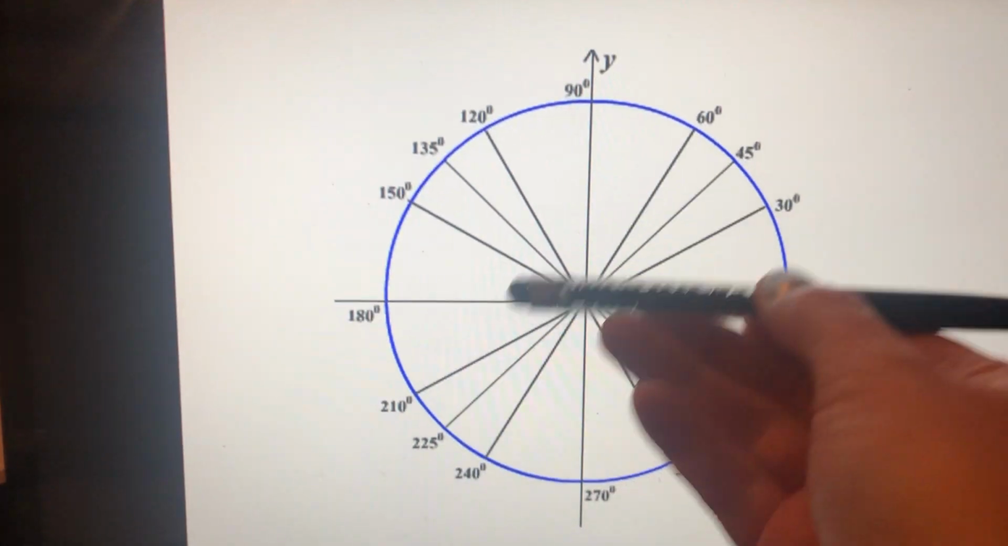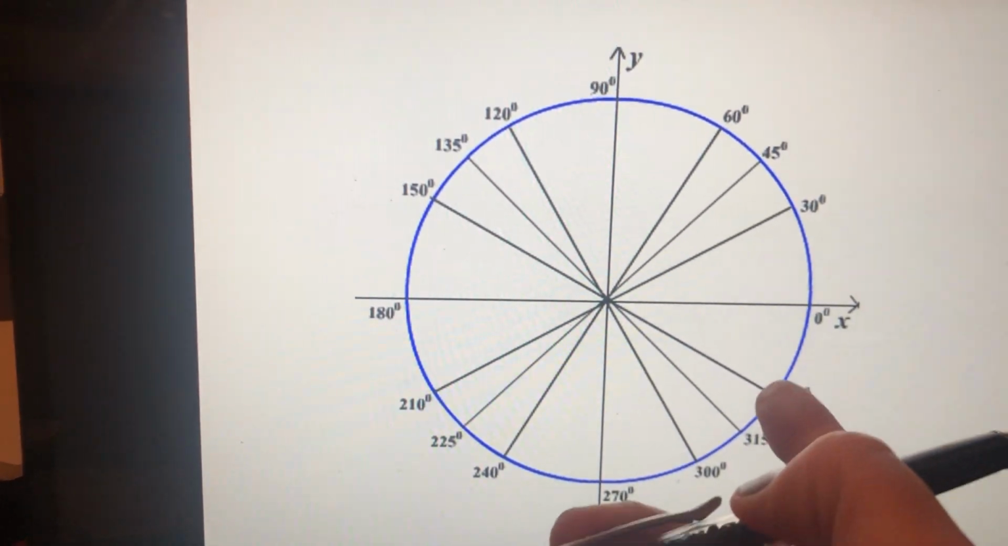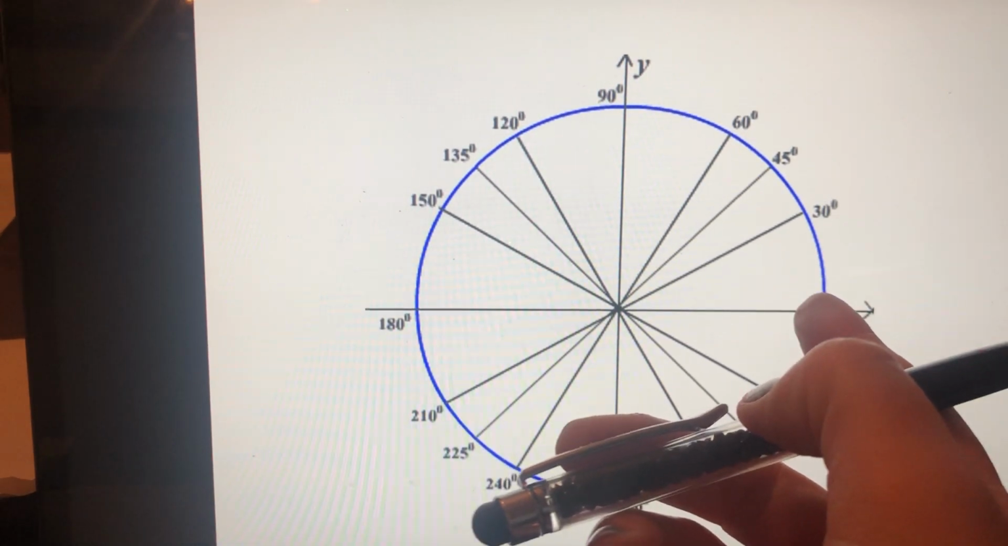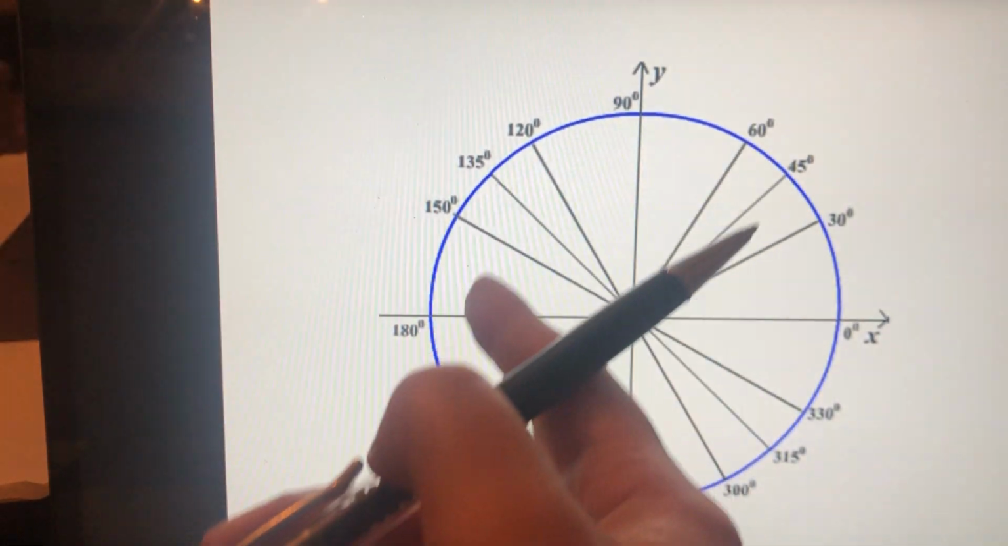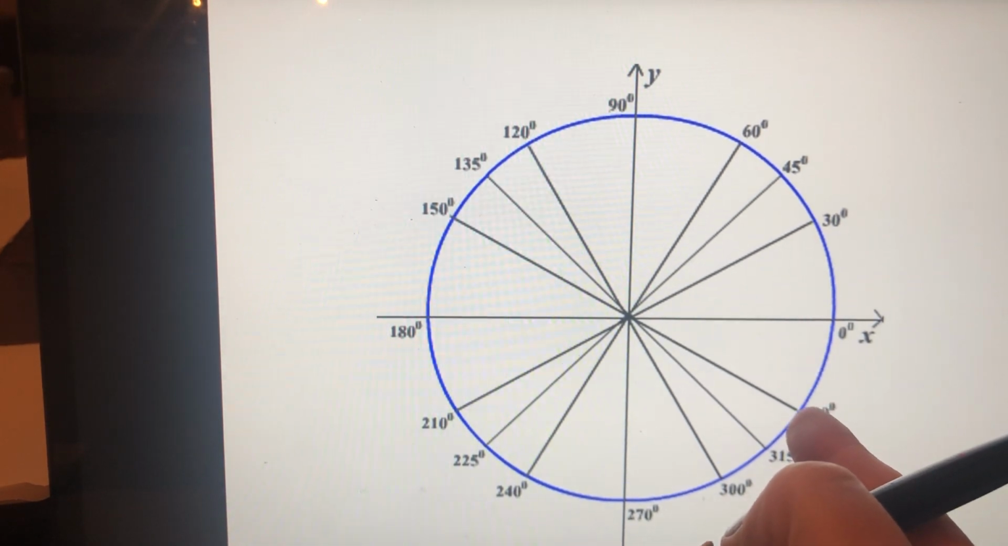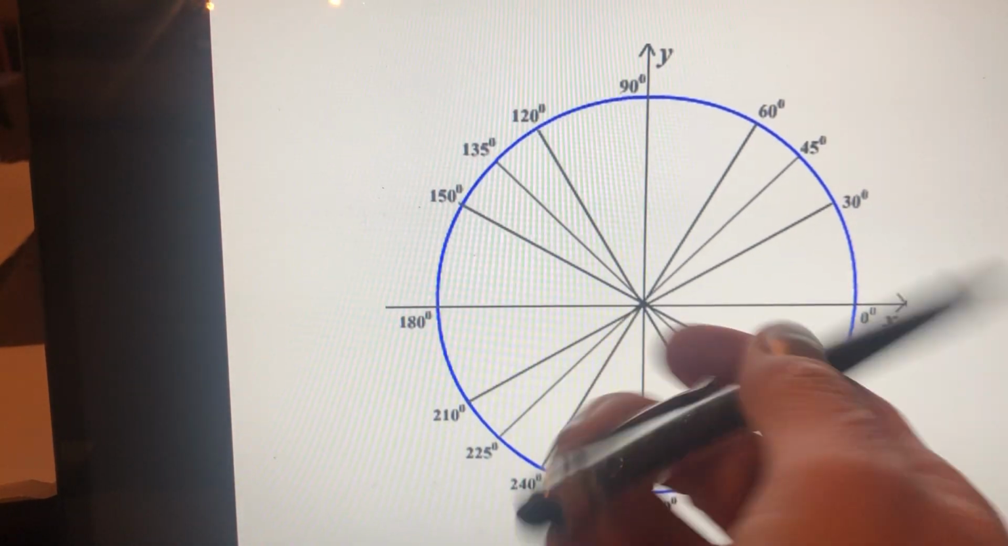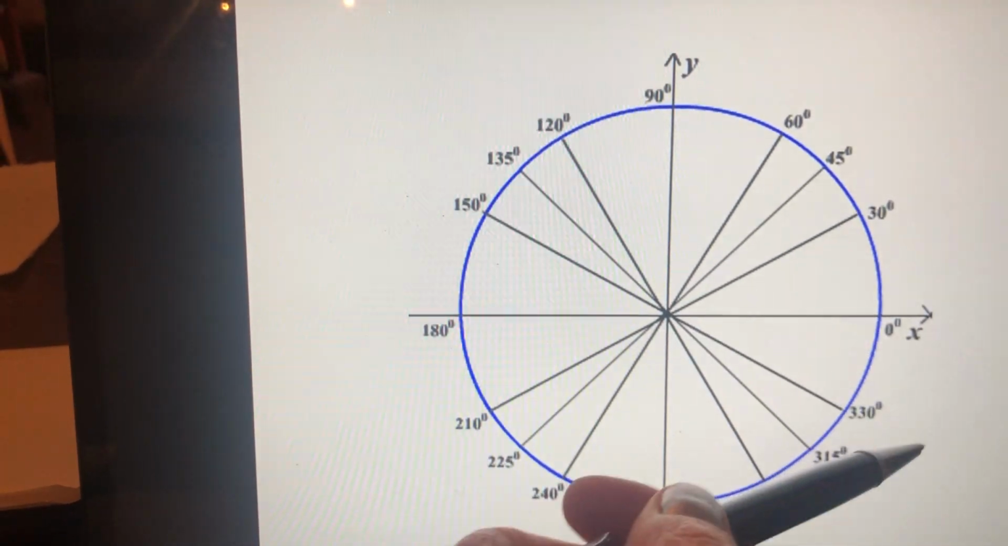You can also go negatively. This would be negative 30 degrees. See how I have positive 30 degrees going up this way? If you go around counterclockwise, this would be 330. But if I went just down this way, that would be negative 30 also. It's like the reflection of this angle.